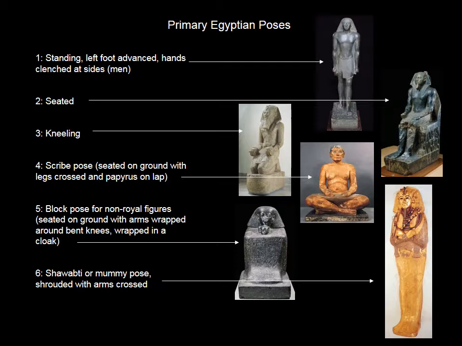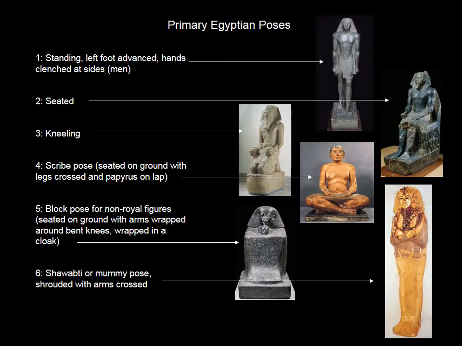And so Egyptian figures are usually shown in one of 7 poses, 6 of which I'm showing you here. But again, there's not a wide variety of choices for the artist. There were a certain number of set poses to choose from, and that ideal body fit into that. The most common is the standing, left foot advanced, hands clenched at the side. There are seated figures, very often pharaohs.